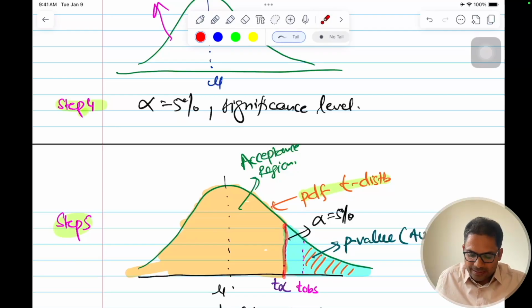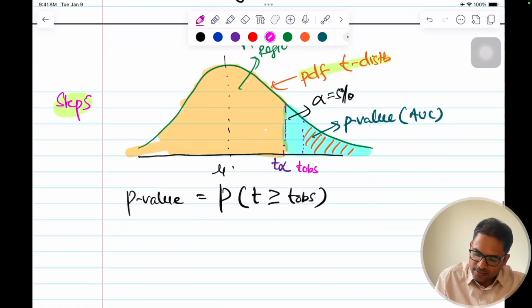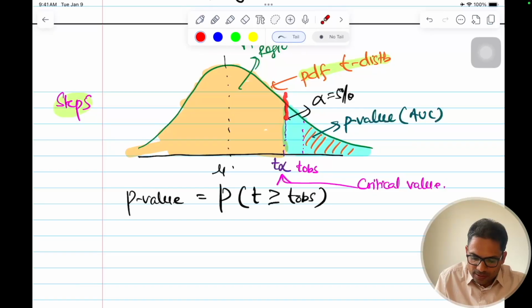So beyond this, t alpha has got a name. This t alpha is called the critical value. So this is the test statistic beyond which my area would be equal to the significance level, that is 5%.